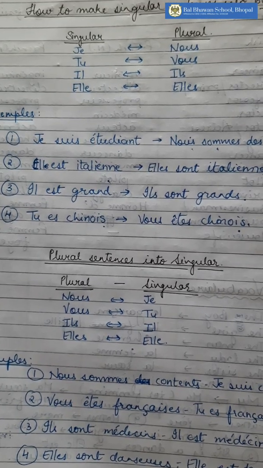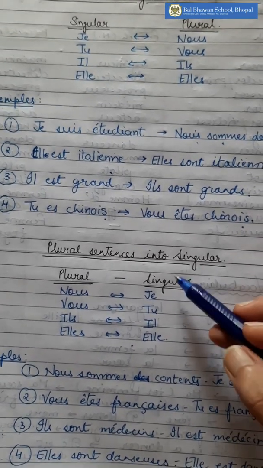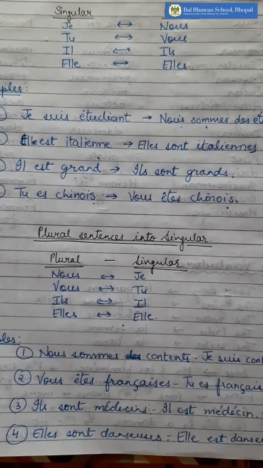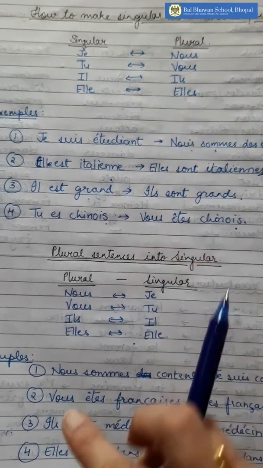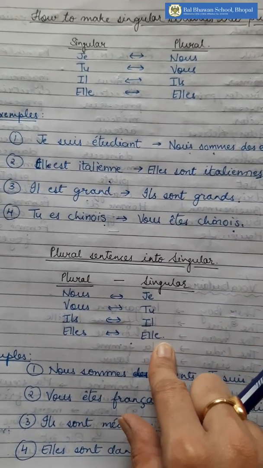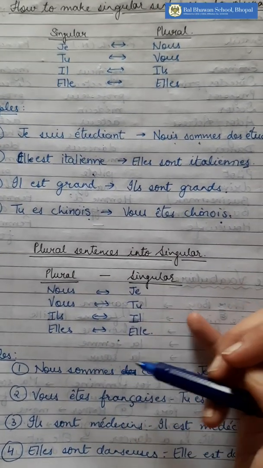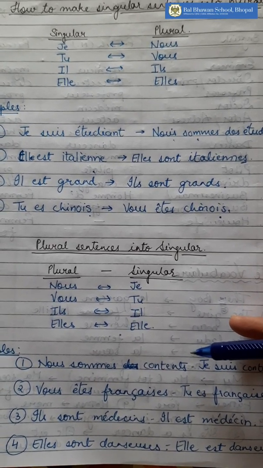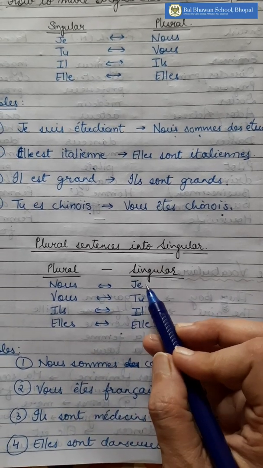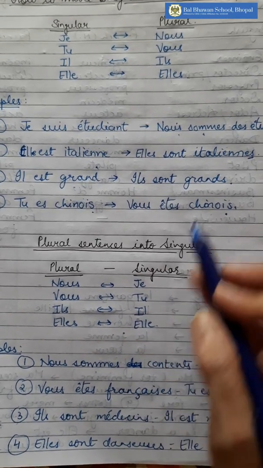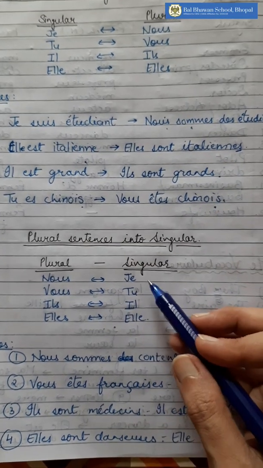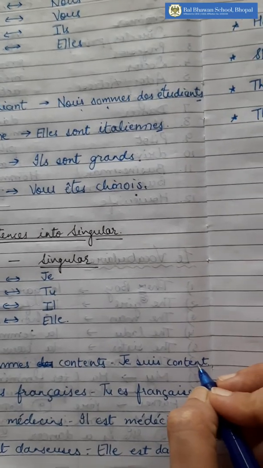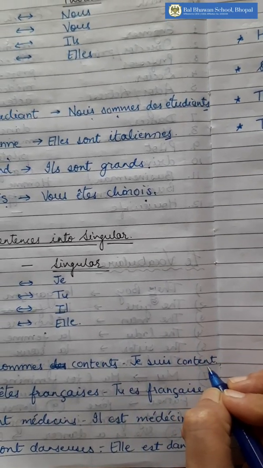Now plural sentence to singular. This we have done singular to plural. Now if a plural sentence is given to you and you have to convert it into singular, then what will you do? So again we will do the vice versa thing. So first I have written all the plural pronouns and then the singular pronouns. Okay, so examples: nous sommes contents, we are happy. So we are happy will become: nous will become je, sommes will become suis. Okay, so je suis and यहाँ पे contents का हम s हटा देंगे. So what will come? Content. Je suis content, I am happy.